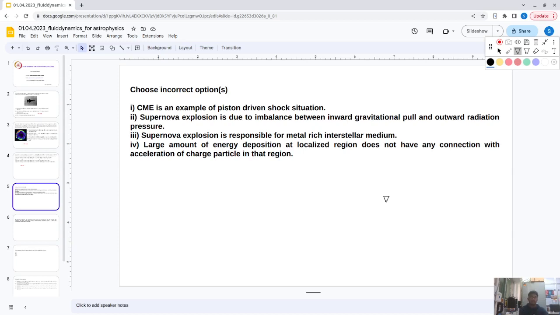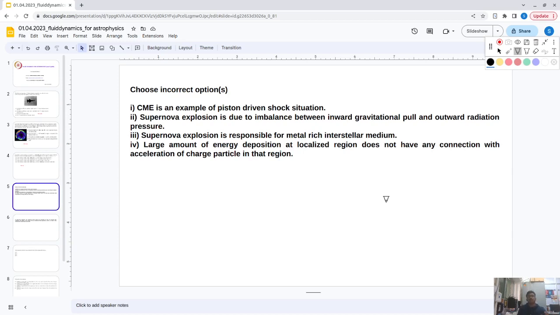Now you have some plasma blobs which are moving through the heliospheric region. So what happens is CME can perturb the surrounding medium as a piston, right? And that will create some shock due to the pressure gradient formed in the localized region. So CME works as a piston to form shocks, right? So the first one is correct, but you have to choose the incorrect one.